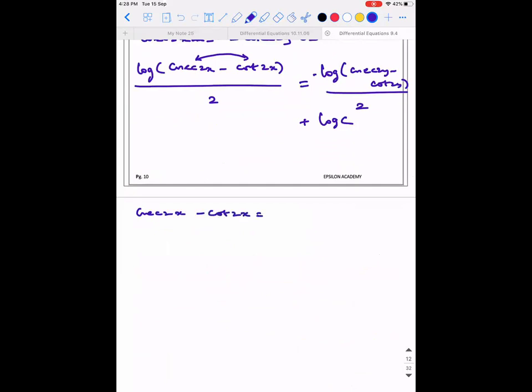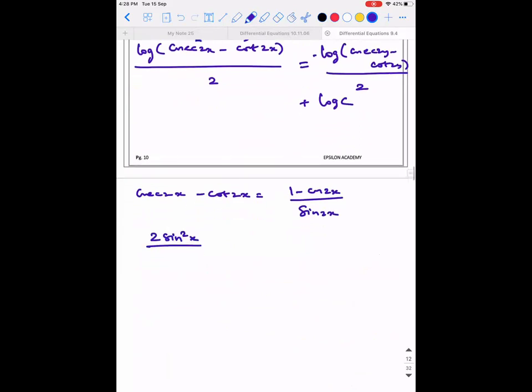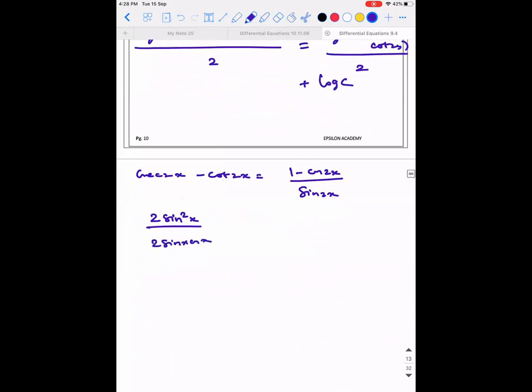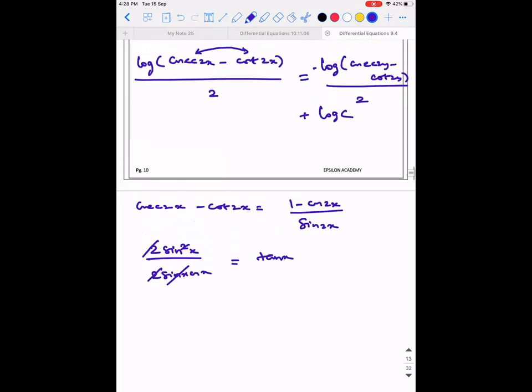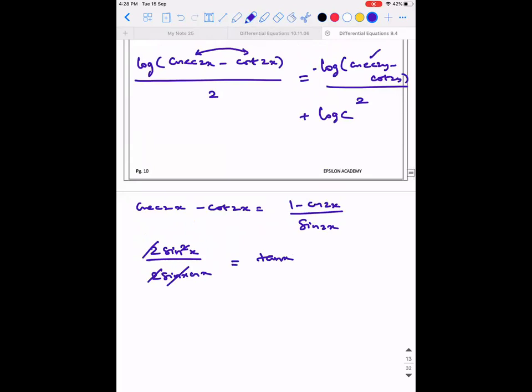Okay, cosecant 2x minus cot 2x is going to be what? So it will be 1 minus cos 2x divided by sin 2x. Am I right? Yes, sir. So 1 minus cos 2x is going to be 2 sin square x divided by sin 2x, which is 2 sin x cos x. So 2 and 2 will get cancelled. Sin and sin are gone. You will be left out with tan x. Similarly, here what will you be left out with? Tan y. So log tan x will be equal to minus log tan y plus log c.